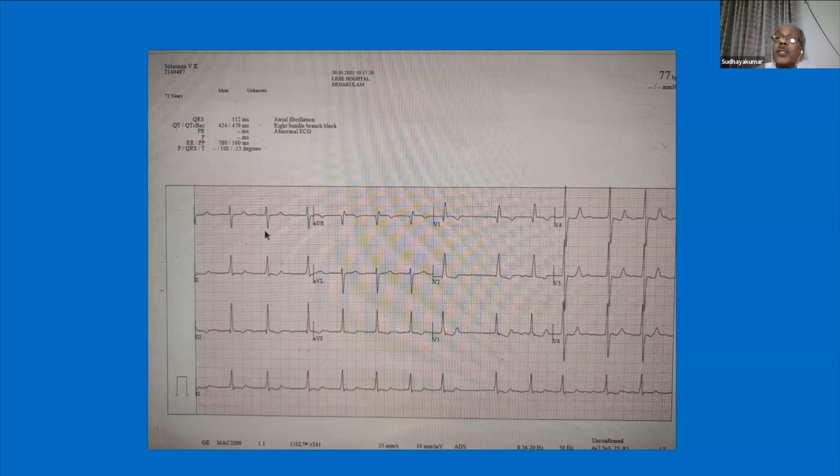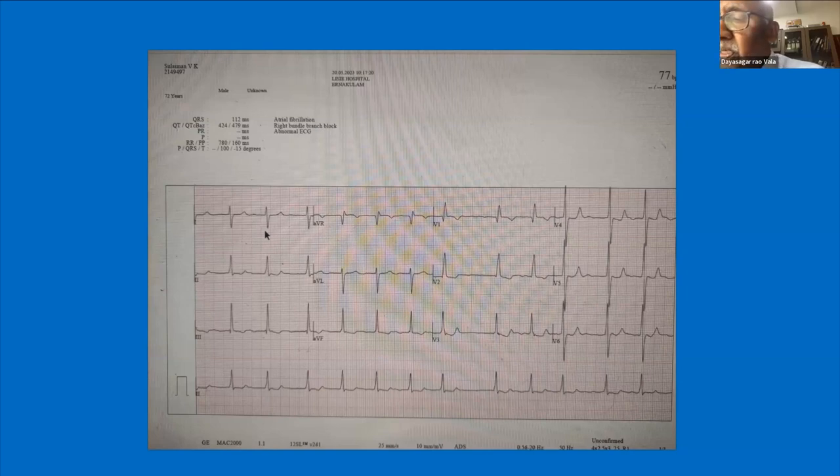Digitalis produces STT changes in leads over the dominant ventricle. Here the dominant ventricle is the right ventricle, so I expect STT changes in inferior and right ventricular leads. So it could be any of these things. This is the way you have to answer. Why I'm answering is to save time, because a pause is not sure.